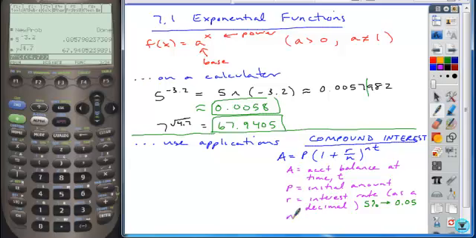Okay, the n value represents the number of compoundings. I'll talk about that here in just a moment. And then finally, the t value is the number of years, the time. All right, so those are your values. You're going to be given all this information except for one of them, and then you're going to be asked to solve for that unknown. Now, the one other thing you need to pay careful attention to is this idea of compoundings.